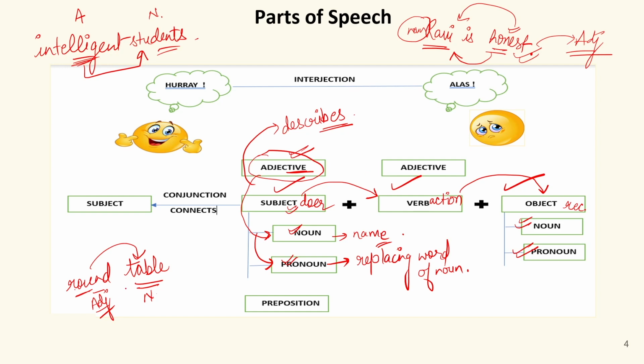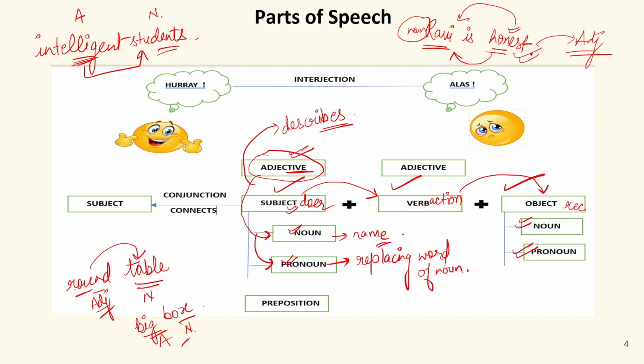Now, if I say big box or huge box, it is again stating the size of the box. So again this is an adjective and this is a noun. So any word that describes a noun or pronoun is known as adjective.